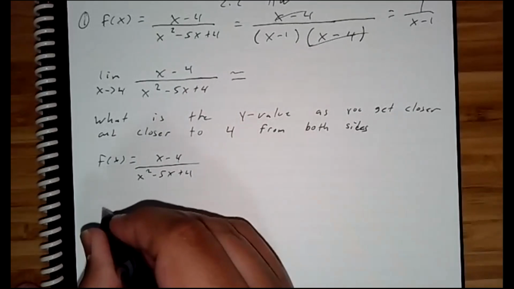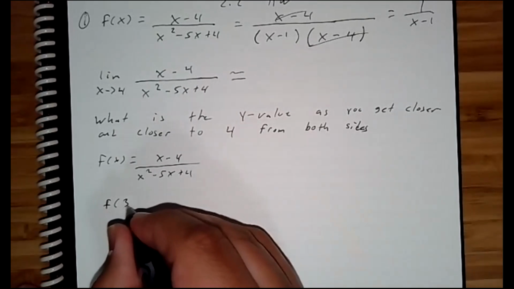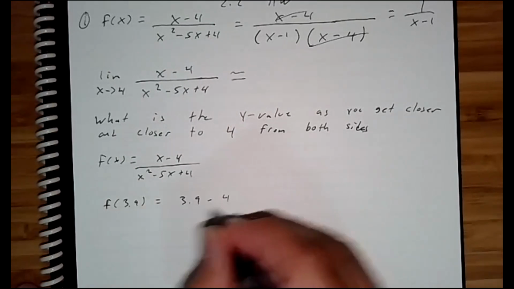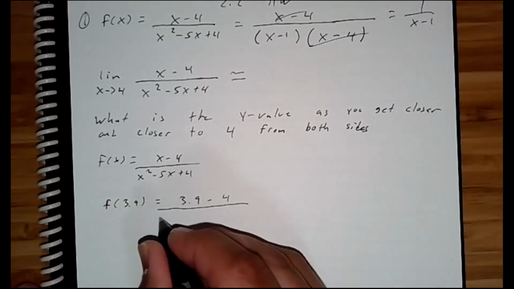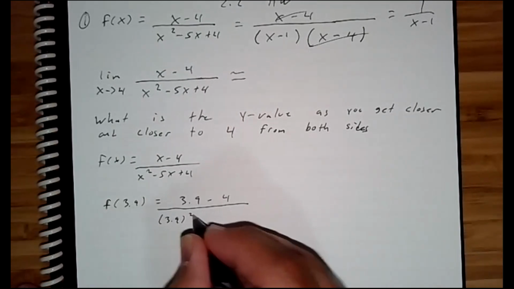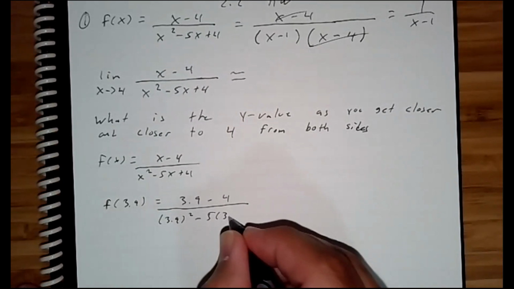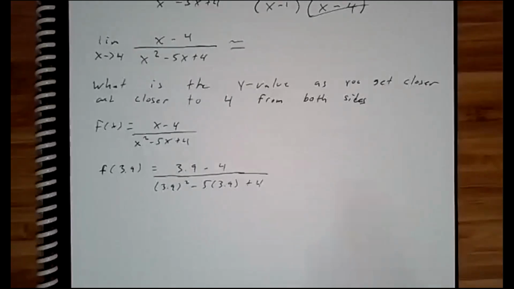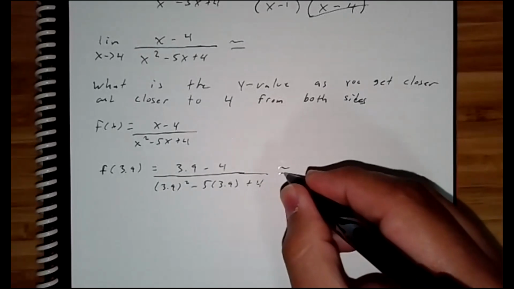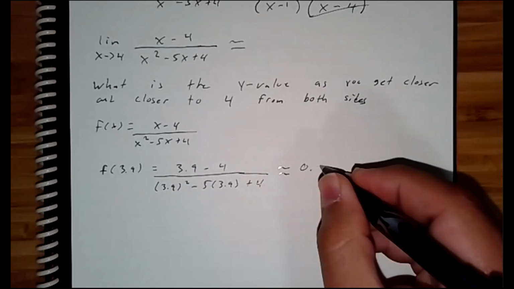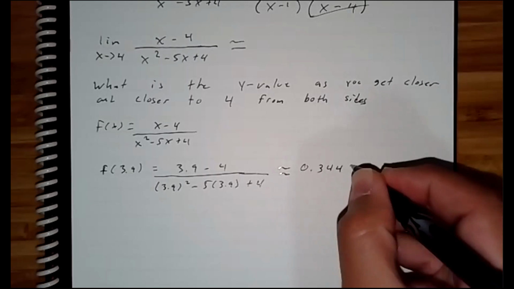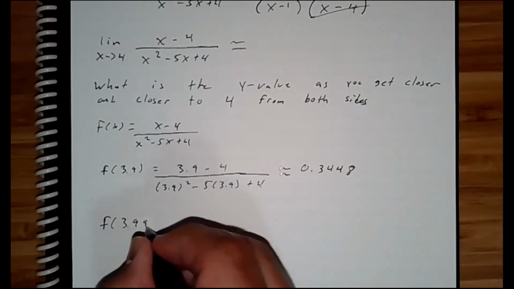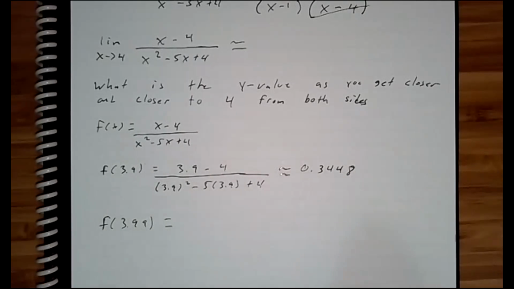Okay, well, what is f of 3.9? Well, I have to plug it in. 3.9 minus 4 over 3.9 squared minus 5 times 3.9 plus 4. So you would do all this, and then you would get approximately 0.3448. Then you do it again, f of 3.99, and so on.